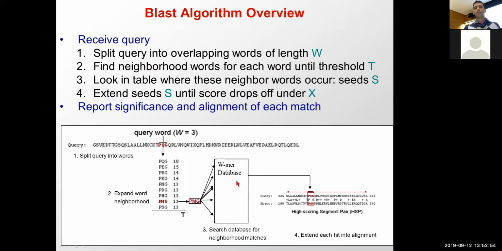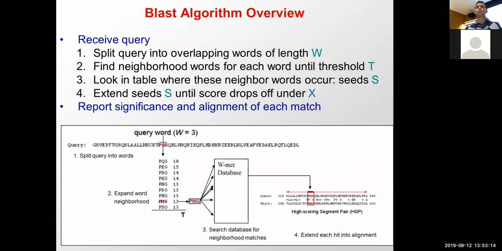But I'm not just gonna hash the exact strings that I got. I'm gonna hash more of them. I'm basically gonna look at a neighborhood of words. Why do I do that? In order to capture inexact matches, okay?